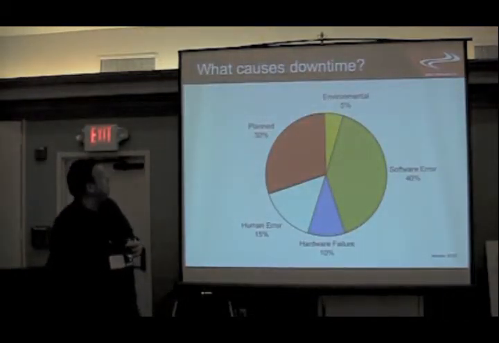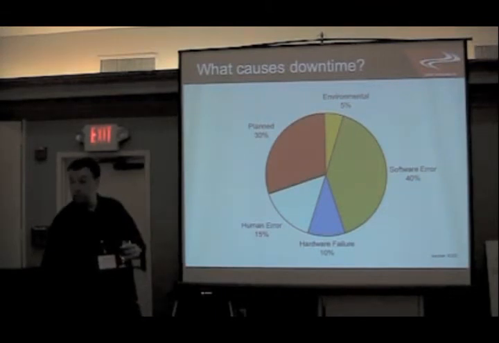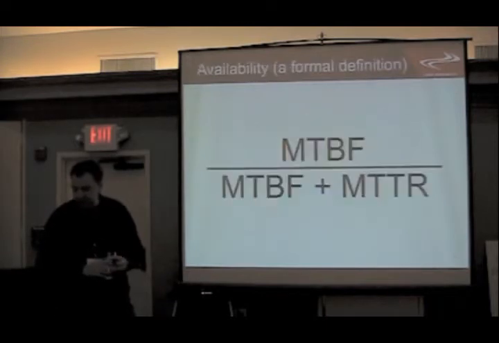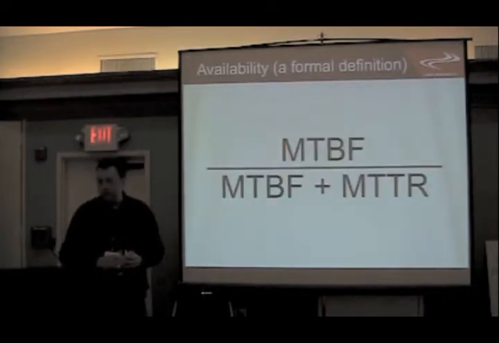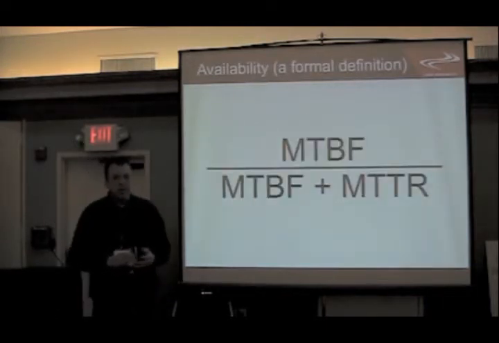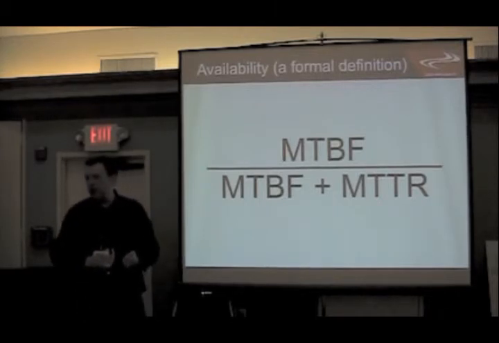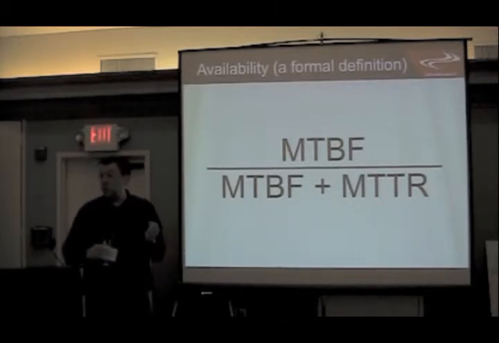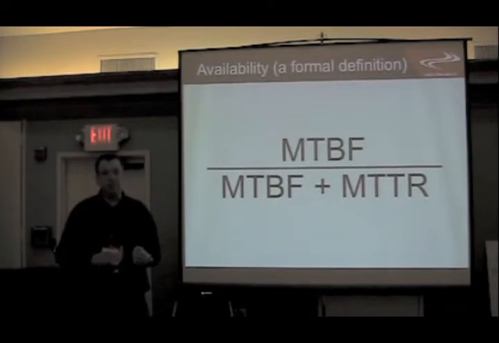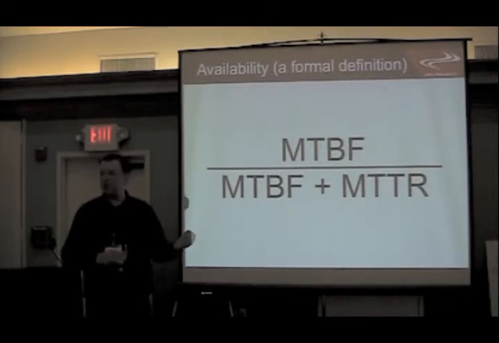So there it is, the IEEE, no less. Okay, a formal definition of availability is the mean time between failure divided by the mean time between failure plus the mean time to repair. You will be tested on this afterwards, so if you want accreditation, just make sure you know these terms.